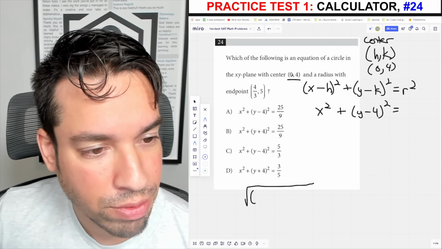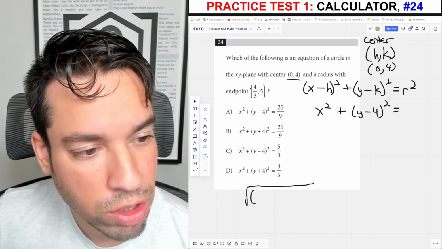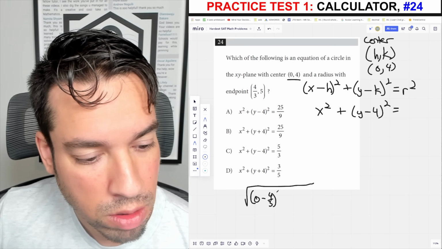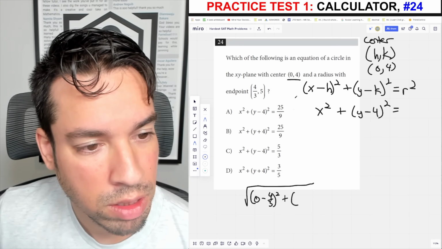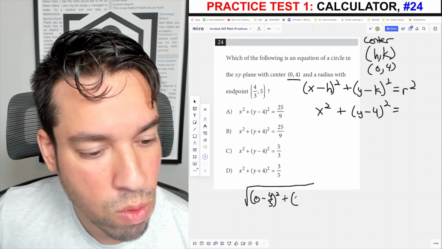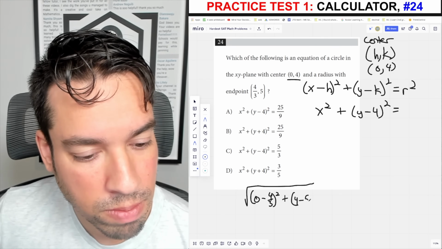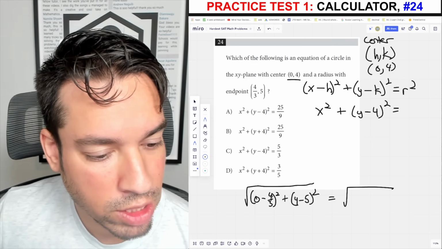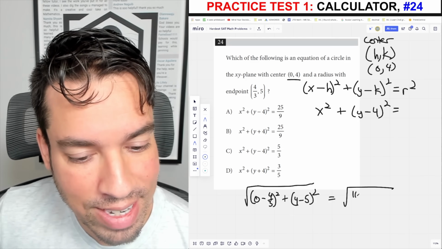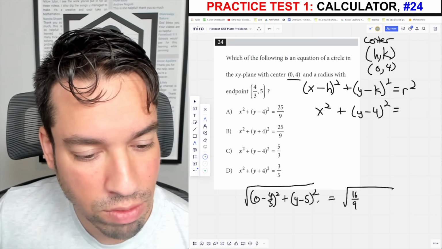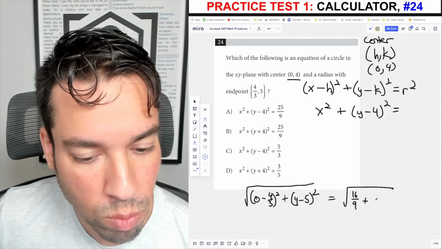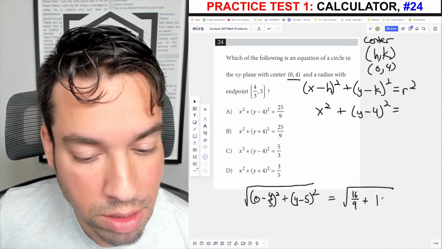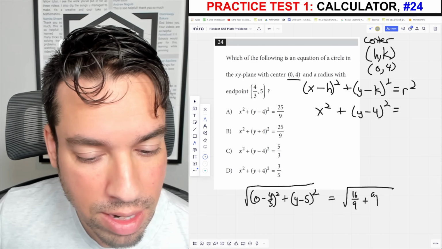We take the difference of the x values, so (0 minus 4/3) squared, plus the difference of the y values, (4 minus 5) squared. This equals the square root of, that's just negative 4/3 squared, which is 16/9. This is negative 1 squared, which is just 1. And then 16/9 plus 1 is, we could write this as 9/9, by the way.